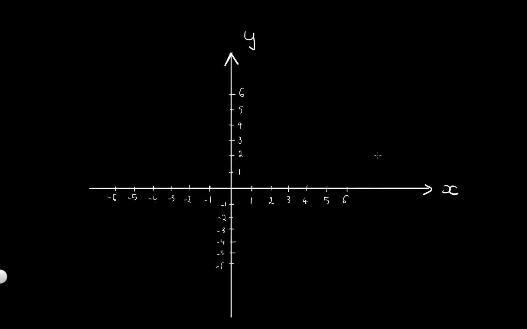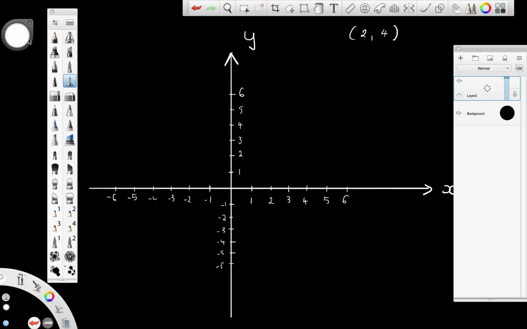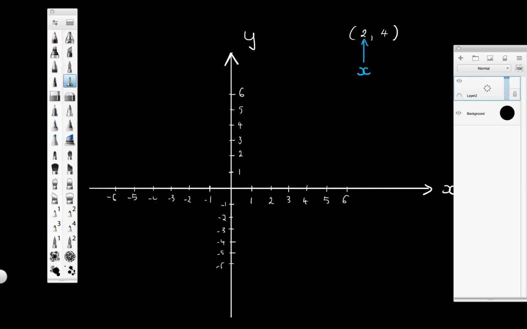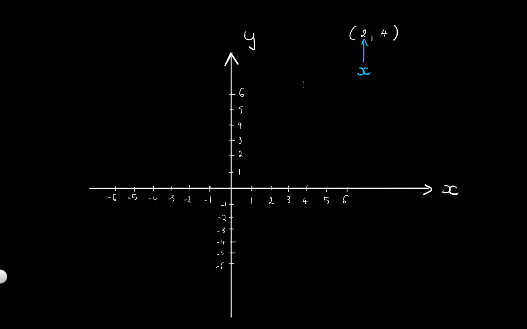But just to give you an idea, let's say we want to plot the point (2, 4). Now, you have to remember that the first number is always the x value, and the second number is always the y value. So x first, then the y value. So for the point (2, 4), we would find the x value first. We're looking along the x-axis, and we're looking for 2. There it is there.